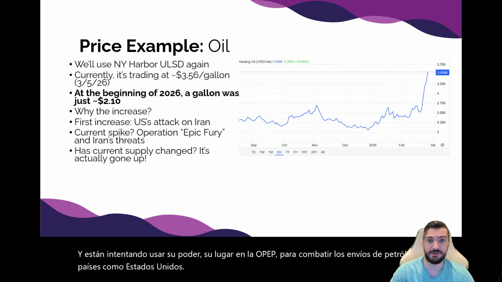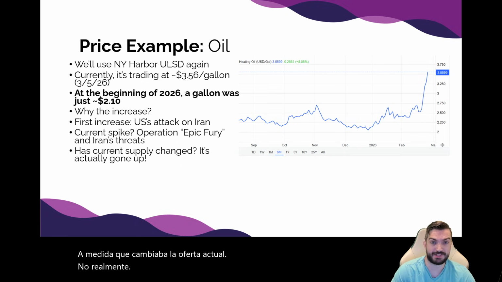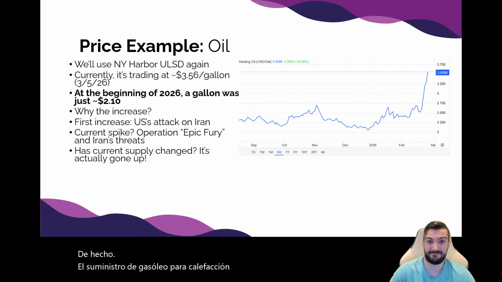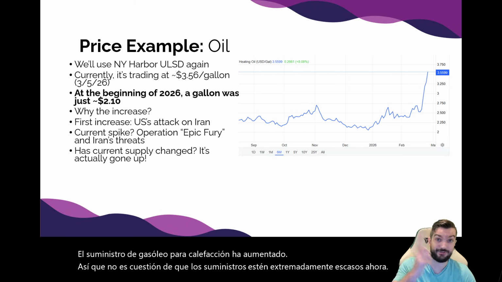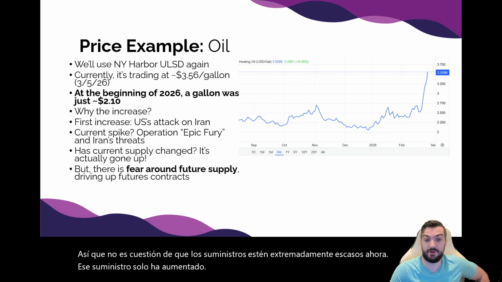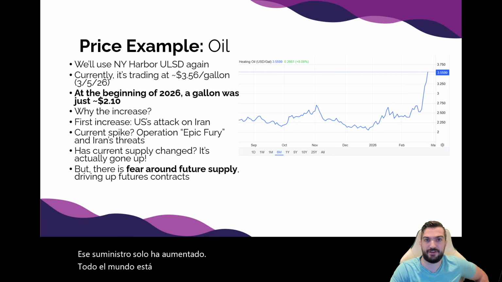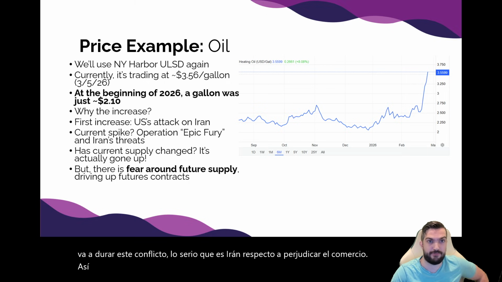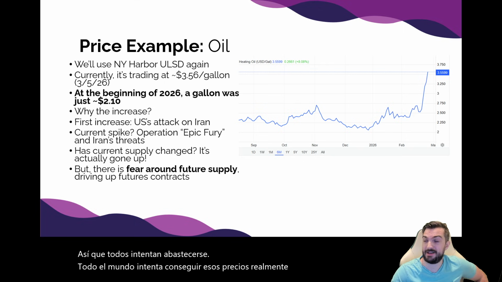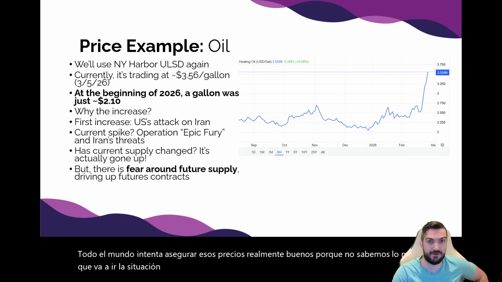Has current supply changed? Not really. In fact, the supply of heating oil has actually gone up. So it's not a case of supply is now extremely low. That supply has only gone up, but everyone's terrified about what's going to happen with the prices of oil, how long this conflict is going to go, how serious Iran is about hurting trade. So everyone's trying to stock up. Everyone is trying to lock in those really good prices because we don't know how bad things are going to get and how expensive a barrel of oil might become.